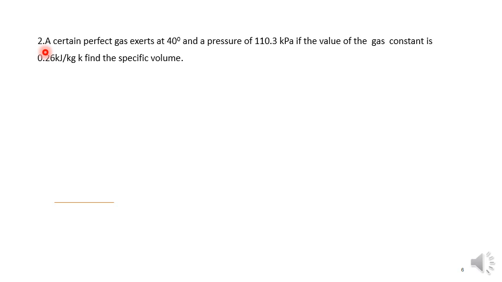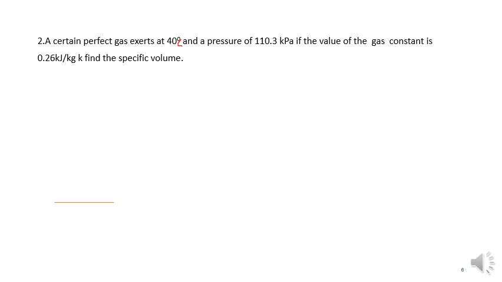Next problem. A certain perfect gas exists at 40 degrees centigrade and a pressure of 110.3 kilopascals. If the value of the gas constant is 0.26 kilojoule per kg Kelvin, find the specific volume. In the problem, the temperature is 40 degrees centigrade, the pressure is 110.3 kilopascals, and the value of the gas constant is given as R. Find the specific volume.